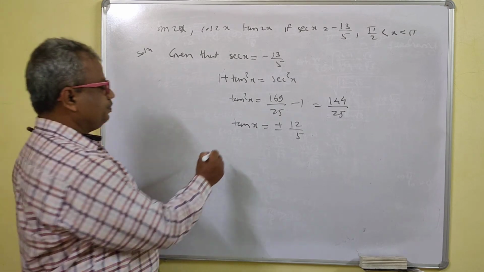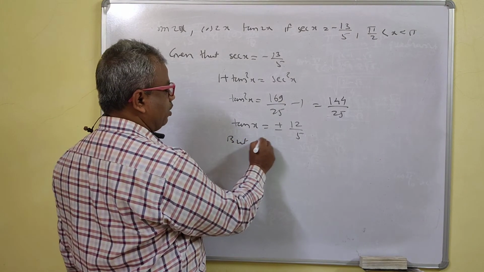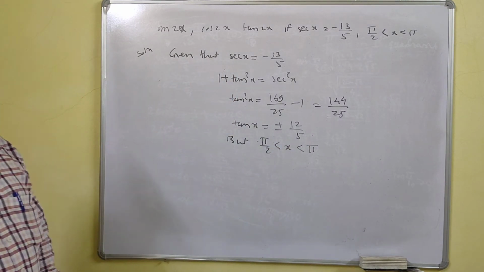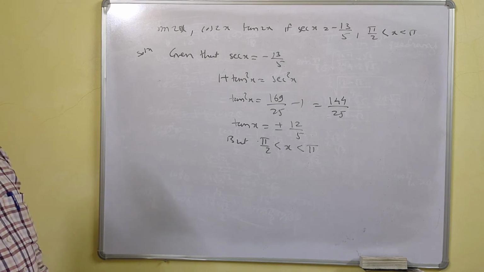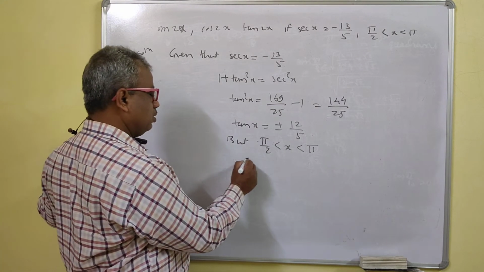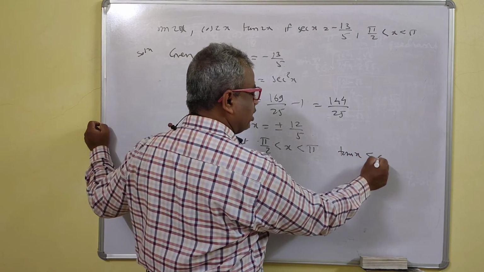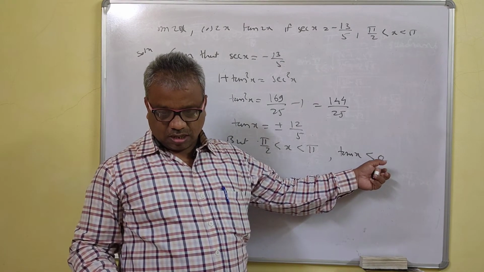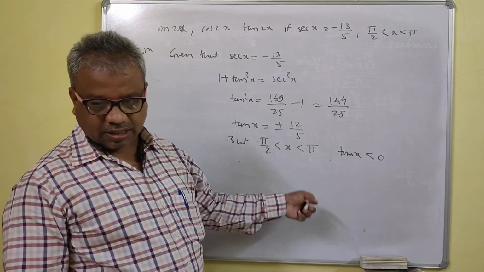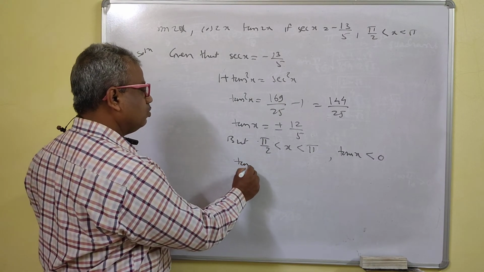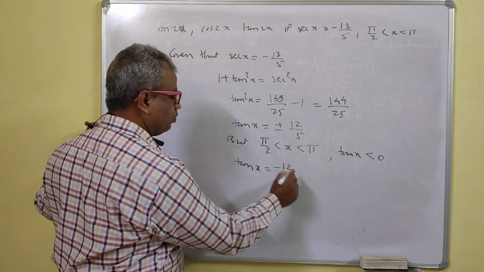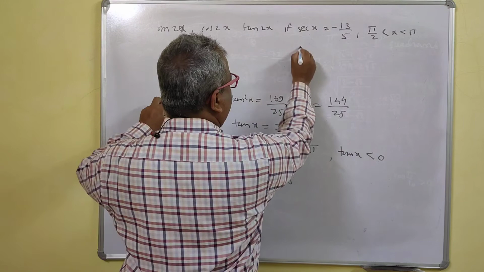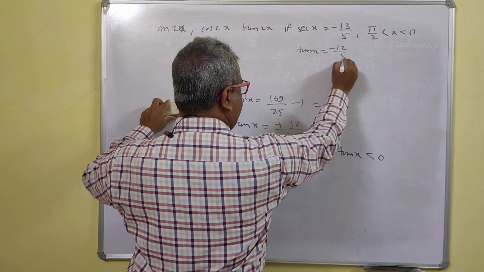But pi by 2 is less than x less than pi, so it is in the second quadrant. In the second quadrant your tan is negative, so therefore tan x is less than 0. Or if you are not able to write less than 0, just write tan x is negative. So tan x is equal to minus 12 by 5. Okay, so we get the value of tan x, minus 12 by 5.